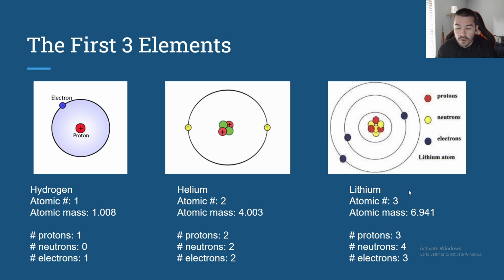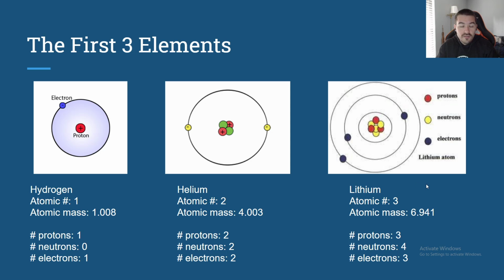So that means 3 protons, 3 electrons. Its mass is 6.941. If we round that to the nearest whole number, that would be 7, right? 6.9 would round up to 7. So that means our mass in our nucleus here in the center, the protons plus the neutrons, has to be 7. So if I have 3 protons, that means I must have 4 neutrons, 4 of these yellow neutrons, to make a total mass of 7, okay?